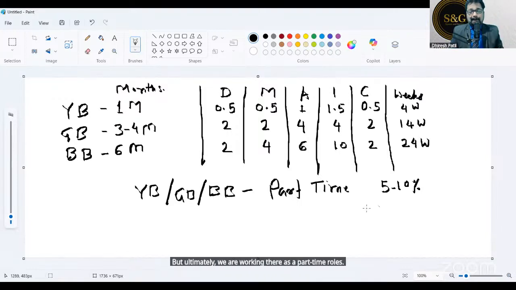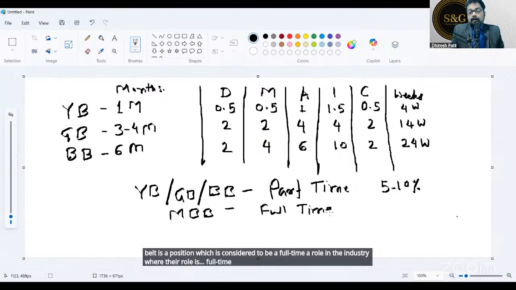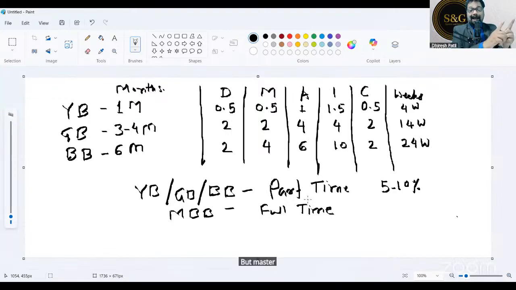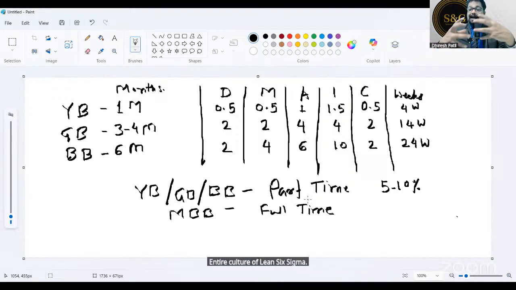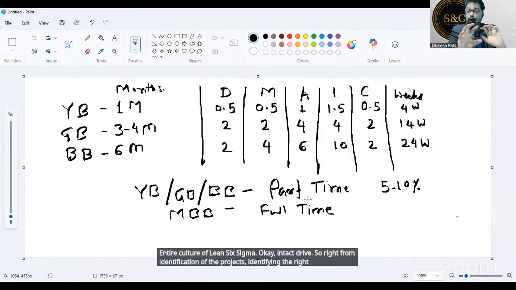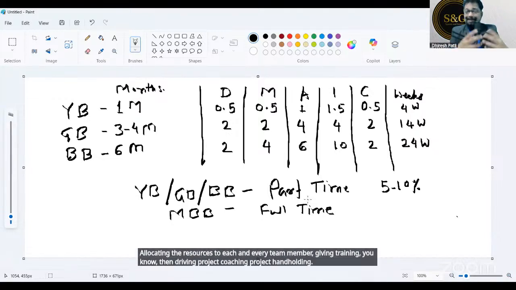Only master black belt is a position which is considered to be a full-time role in the industry. Sometimes black belts are also hired full-time. I have seen some organizations hire black belts full-time as well. But master black belt is the person who drives the entire Lean Six Sigma program, the entire culture of Lean Six Sigma. So right from identification of the projects, identifying the right team members, allocating the resources to each and every team member, giving training, then driving project coaching, project handholding, mentoring, motivating.